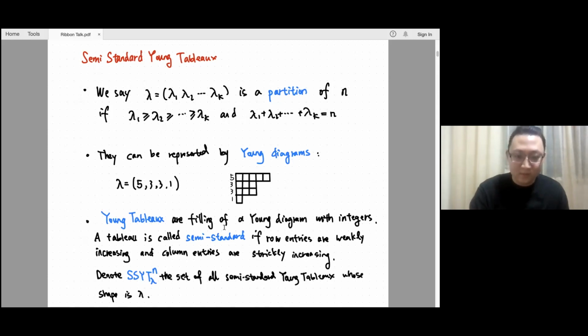And so a Young tableau is a filling of a Young diagram with integers. And it's going to be called semi-standard if the row entries are weakly increasing and the column entries are strictly increasing. And we denote SSYT sub lambda over n to be the set of all semi-standard Young tableaux whose shape is lambda. And by shape, I mean the Young diagram is the partition lambda. And here n, I forgot to write, but it means the maximal entry of integers that you can put in this tableau is n.